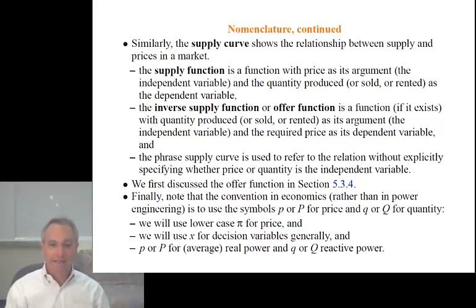Again, another difference in the convention in economics to engineering is to use the symbols P, lowercase or uppercase, for price, and Q for quantity. There's obviously potential for confusion in power systems if we use that convention. So what we're going to do is use lowercase pi to refer to price, X for decision variables generally, and P, whether lowercase or uppercase, for the real power, and Q for the reactive power. So for economists, please be aware that we're not using the standard economics symbols.